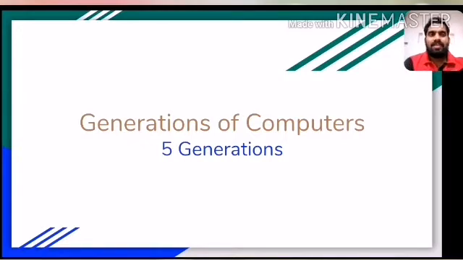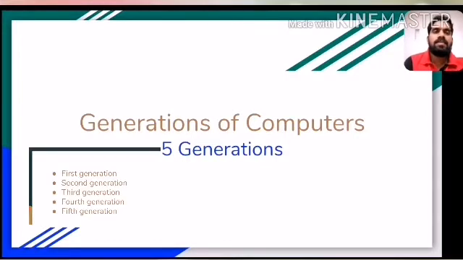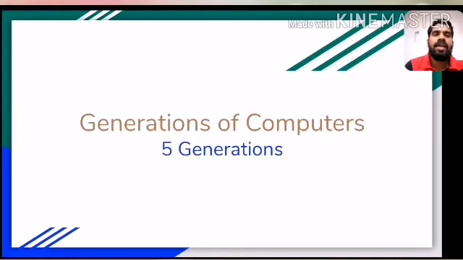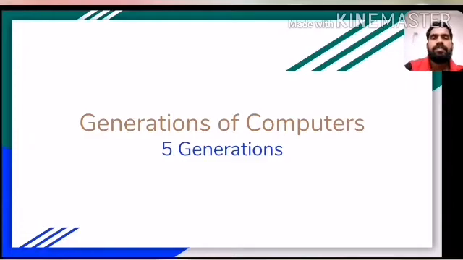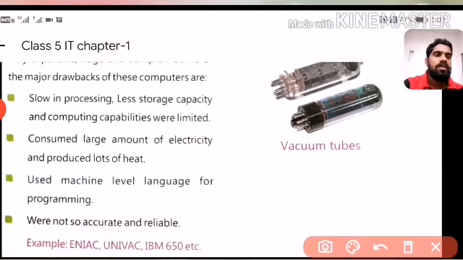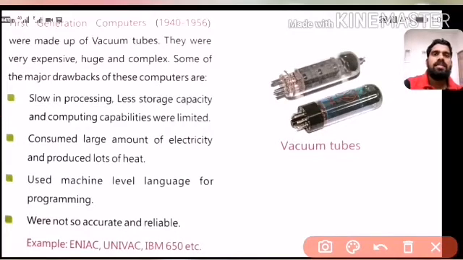Okay, students, this time I am discussing generations of computers. There are 5 generations of computers: first generation, second generation, third generation, fourth generation, and fifth generation. So, first of all, first generation of computers. The first generation computers were in the era 1940 to 1956.